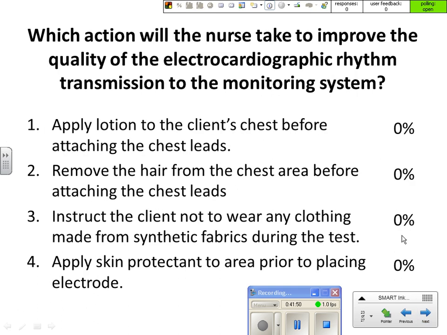Which action will the nurse take to improve the quality of the electrocardiographic rhythm transmission to the monitoring system? Apply lotion to the client's chest before attaching the chest leads. Remove the hair from the chest area before attaching the leads. Instruct the client not to wear any clothing made from synthetic fibers during the test. Apply skin protectant to the area prior to placing the electrode.